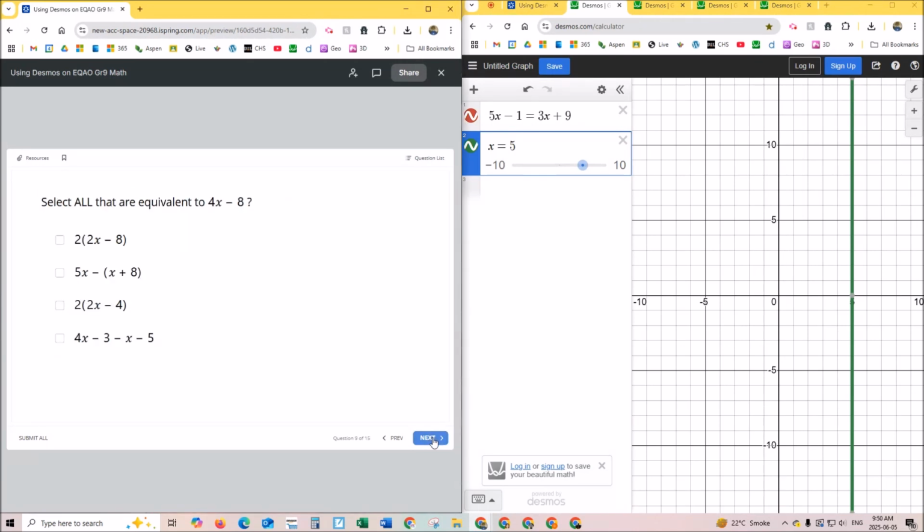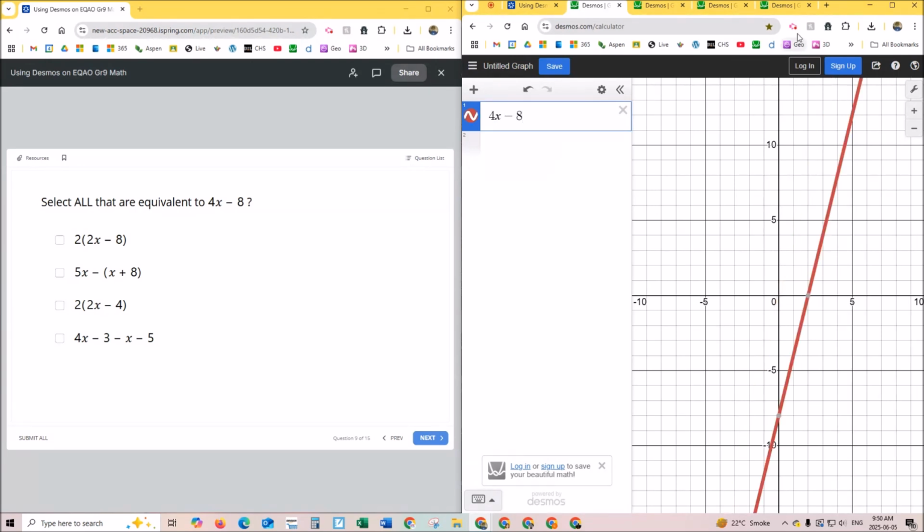Let's look at another question. This time we're looking at equivalency. Here's an expression, 4x minus 8, and we want to see which one of these it works for. So I'm just going to delete those, and I put in the first one, 4x minus 8. So 4x minus 8 is our goal. That's our target.